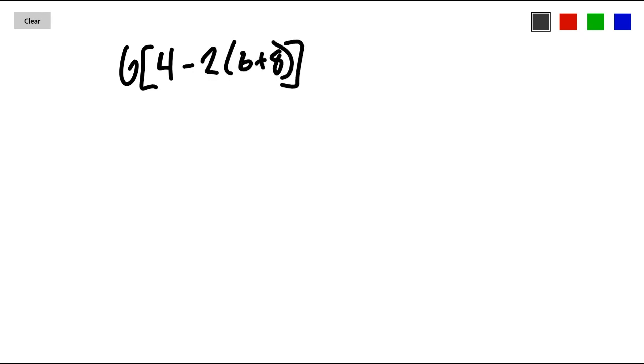Let's say that I had 6 times 4 minus 2 times 6 plus 8. In this problem, I have brackets as well. So the parentheses and groupings part of the PEMDAS and GEMS acronyms is going to apply to everything inside of the brackets first. Then we take care of everything outside of the brackets later. Just looking at the stuff inside of the brackets, I notice that I have a 6 plus 8 in parentheses. So that's going to give me 4 minus 2 times 14.